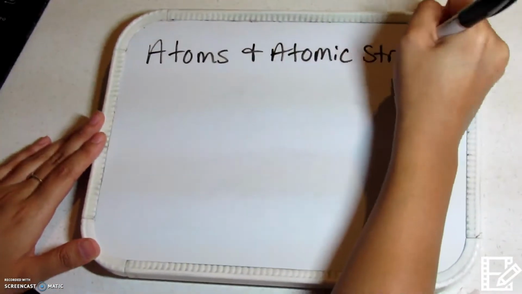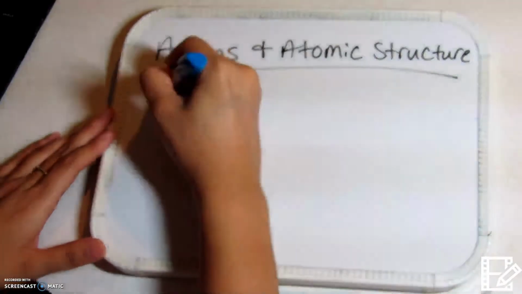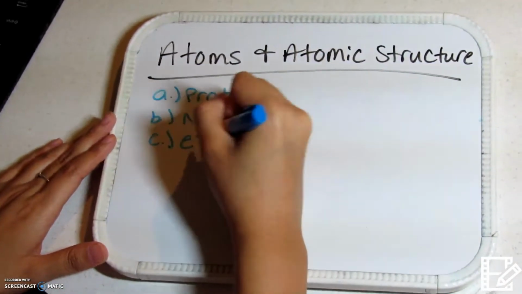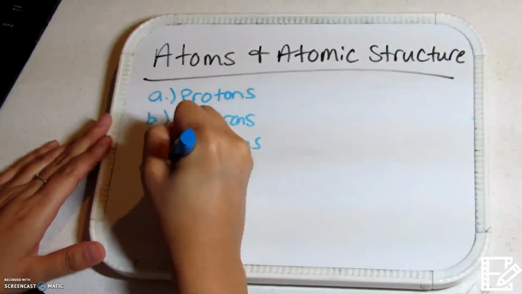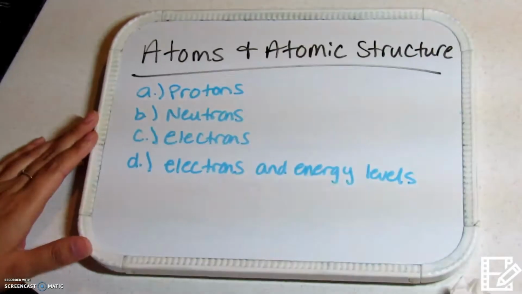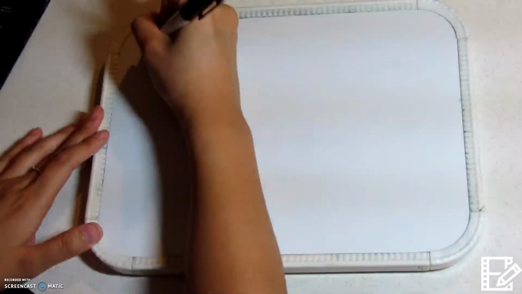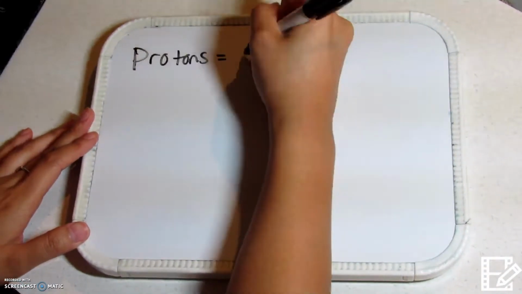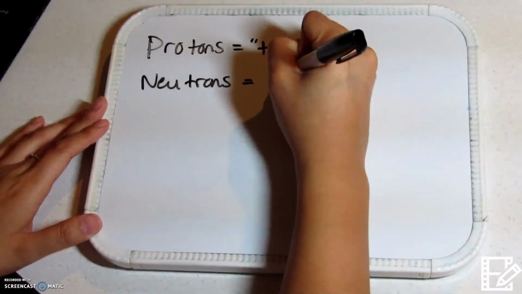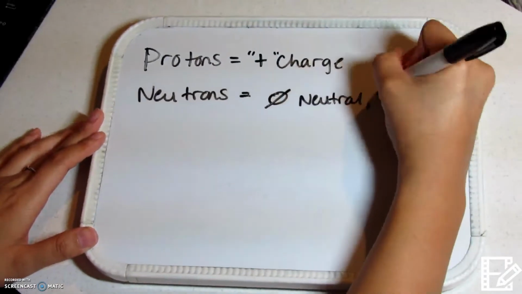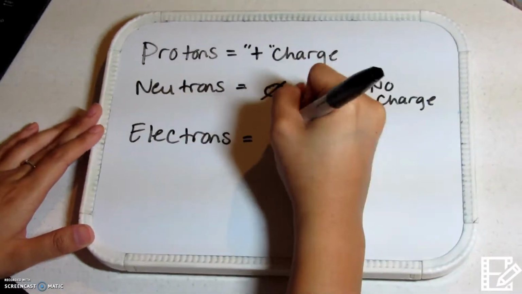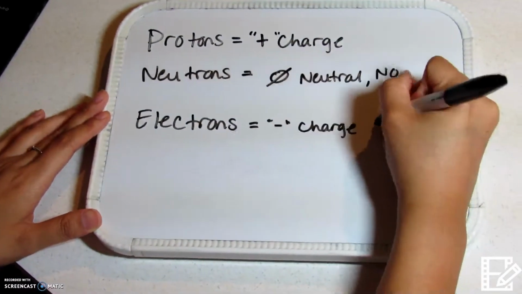Next are atoms. There are two parts to atoms, and that is what they are composed of and its atomic structure. Atoms are composed of protons, neutrons, and electrons and have energy levels. Protons have a plus or positive charge, and neutrons are neutral and have no charge, and electrons have a minus or a negative charge.